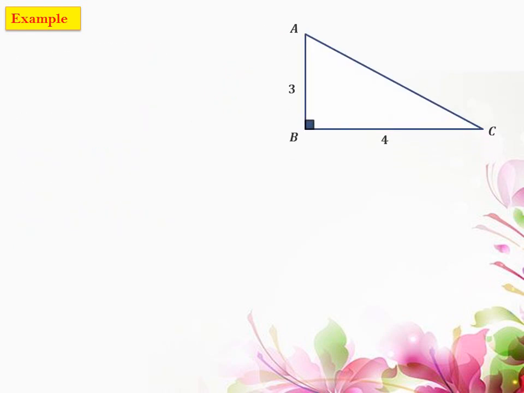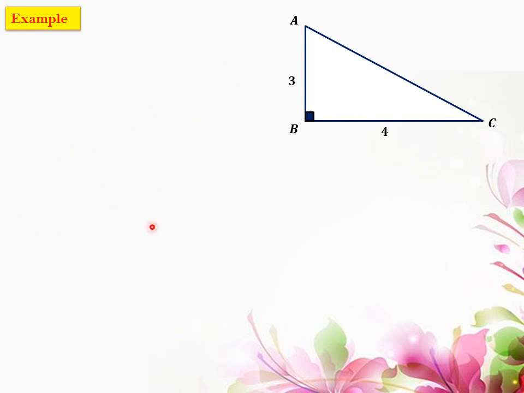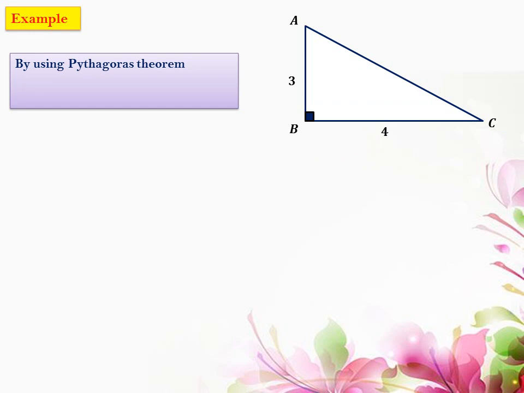Another example: the right angle triangle ABC has right angle B and length of AB 3 centimeters and BC 4 centimeters. First of all, we want to get the length of the side AC.